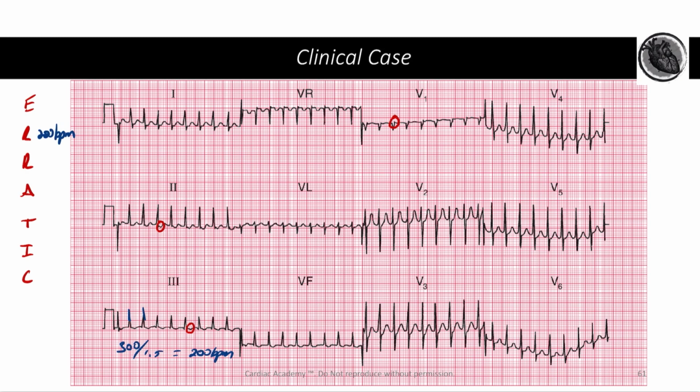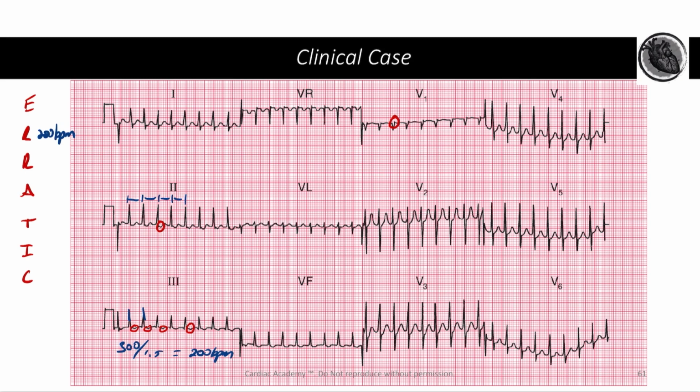Is there a P wave for every QRS? Based on these P waves that we found, we can see multiple. Then we can say yes, there's a P wave for every QRS complex. After that, we look to see whether the rhythm is regular or irregular. And we can see that the distance between QRS and QRS is the same. So this is a regular rhythm, okay?